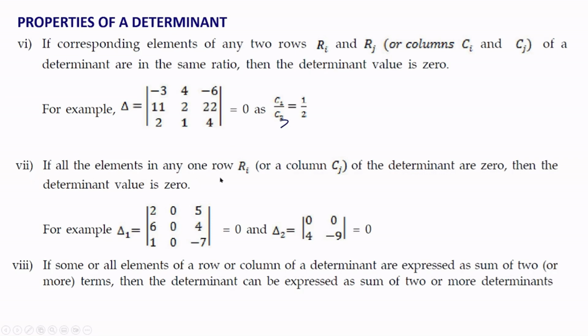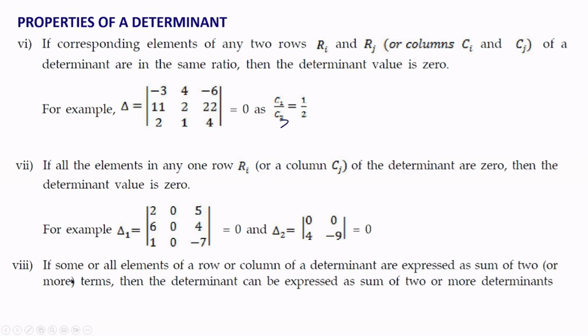If all elements in any one row or any one column of the determinant are 0, then the value of the determinant is 0. So here we can see that the elements of the second column are 0. If we expand this determinant along C2, then we will get the value of the determinant as equal to 0. Here again, if we consider another determinant, the first row is 0, so the value of this will be 0.